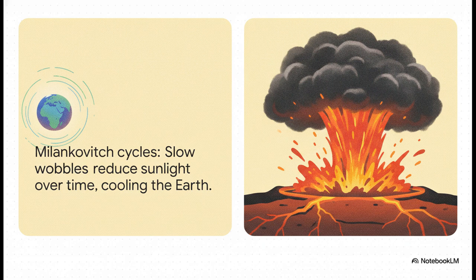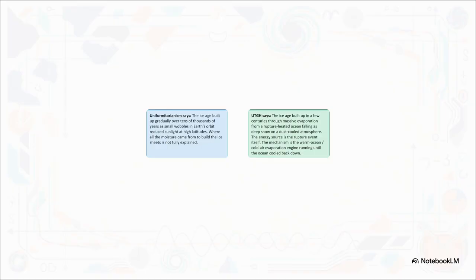On the flip side, the UTGH model proposes what they call a rupture event, a catastrophic, highly pressurized subterranean water release that rapidly boils the oceans and injects massive amounts of debris into the atmosphere, darkening the sky. Looking at the mechanics of it, the UTGH actually provides a very specific mechanism for this ice age engine. It proposes massive, rapid evaporation from a ruptured heated ocean, which then falls as deep snow onto continents that are being heavily cooled by a dust-filled atmosphere. The engine simply runs on overdrive until the oceans eventually cool back down to normal.